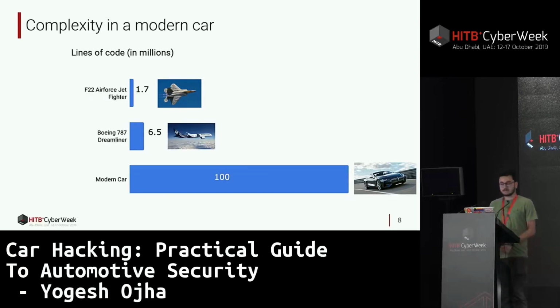If you look carefully, there was research conducted by a group of researchers who found that modern cars are so complex that they run around 100 million lines of code, whereas the F-22 Air Force jet fighter only had 1.7 million lines of code. And the commercial airplane Boeing 787 Dreamliner has just 6.5 million lines of code. So basically, the fancier your car, the more features your car has, the more lines of code, and the more issues and hardware and software components it's going to have.